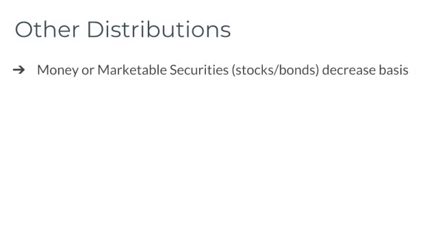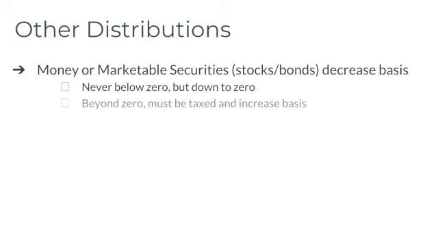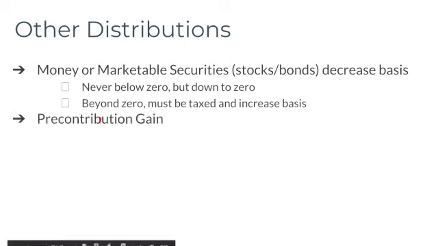So now we're going to talk about some other distributions. Money and marketable securities, stocks, bonds, decrease basis. We've covered that, but never below zero, only down to zero. Beyond that, it must be taxed, and then it increases basis because you paid tax on it. Now, that's just the basic concept. We have a few other situations we need to cover.